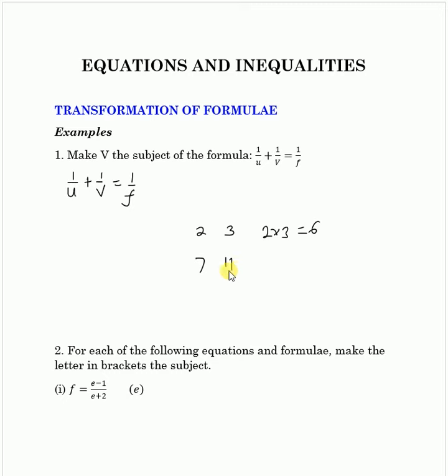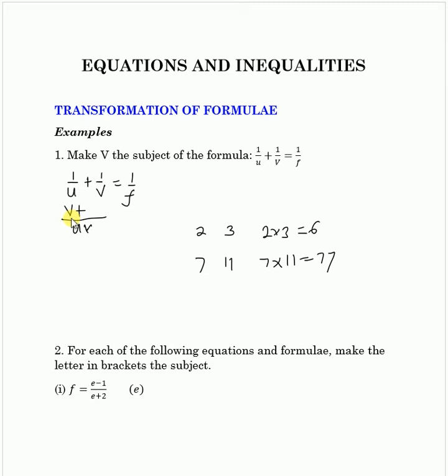The same applies to 7 and 11. There is no common factor between them. So the LCM of 7 and 11 is 7 times 11, which is equal to 77. And there is no common factor between u and v. So the LCM of u and v is uv. That is the LCM. And when you get the LCM, you divide by this first one here. uv divided by u, you get v. Then you multiply by that. uv divided by u, v times 1, that is v.